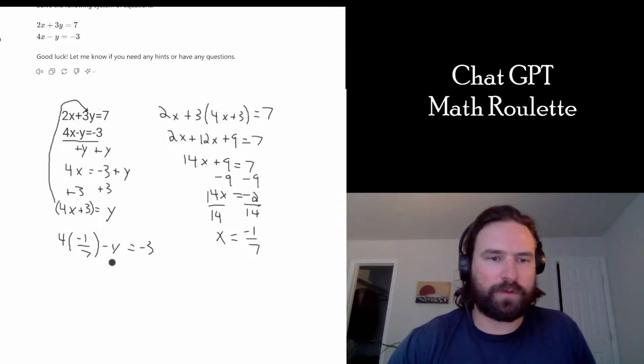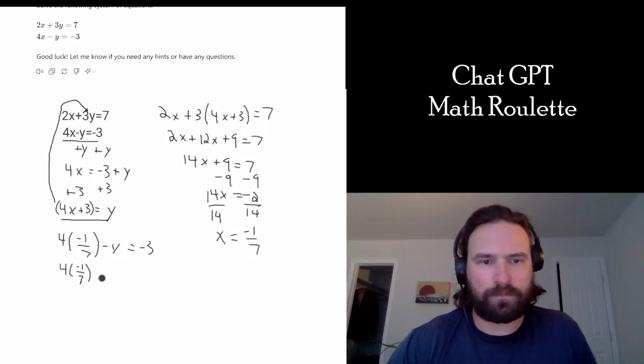And we want to solve for this y again. So we can kind of do what we did over here: add the y to this side, add the 3 to this side. So we're going to end up actually using this equation. So it's 4 times -1/7 plus 3 is going to end up equaling y.